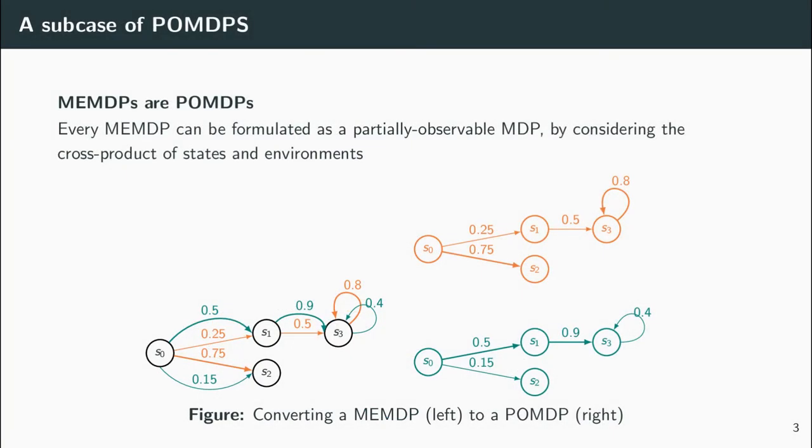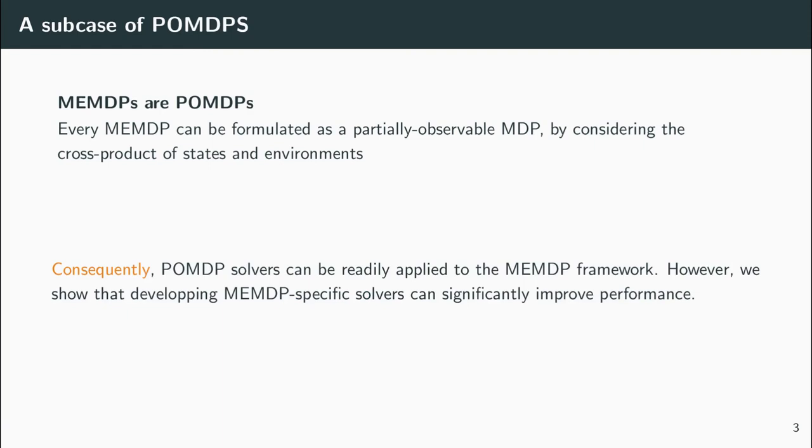So once we have this kind of setup, the question is how do we solve MEMDPs? The first observation is that MEMDPs are simply subcases of POMDPs. For any MEMDP, like the one on the left here, you can very easily translate it to a POMDP. The way to do it is essentially to consider the cross product between the states and the environments of the MEMDP. We simply duplicate the states by how many environments we have, and we allocate the transition functions to their respective environments. Because of this, any algorithm that you can use to solve a POMDP can also be used to solve a MEMDP.